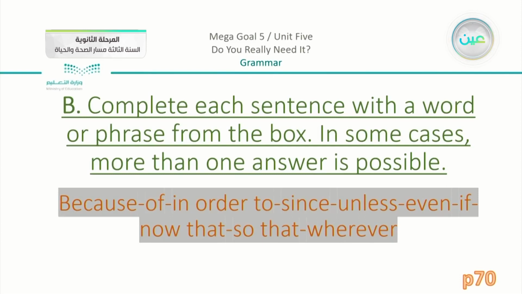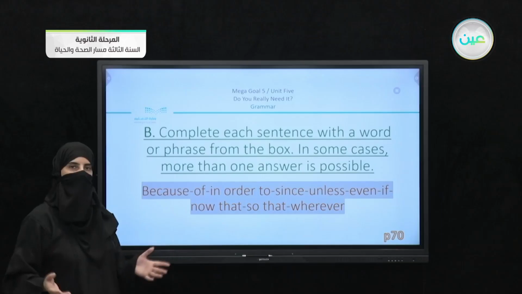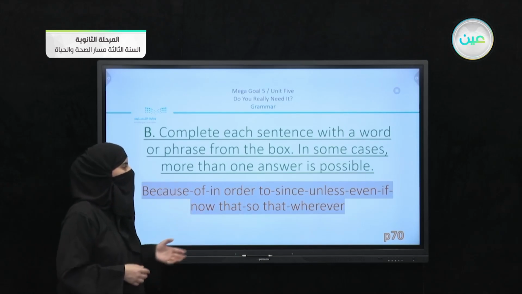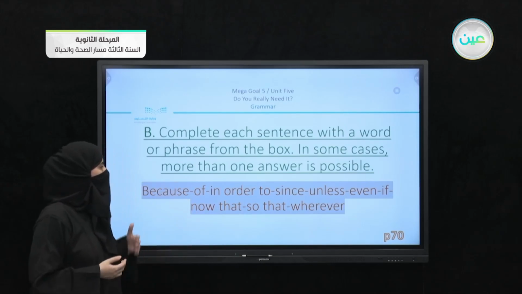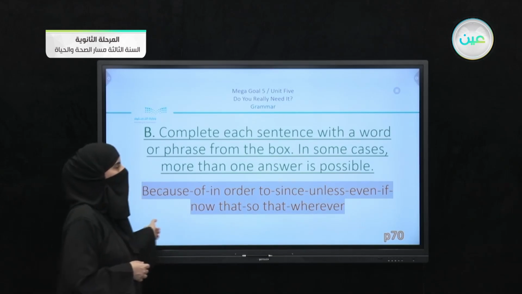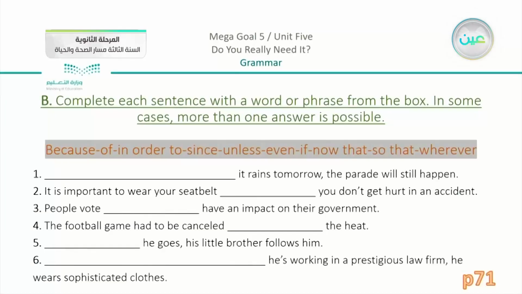In some cases, more than one answer is possible. Now you can see we have all these conjunctions. We have because of, in order to, since, unless, even if, now that, so that, or wherever. Now we are going to start with the first part.